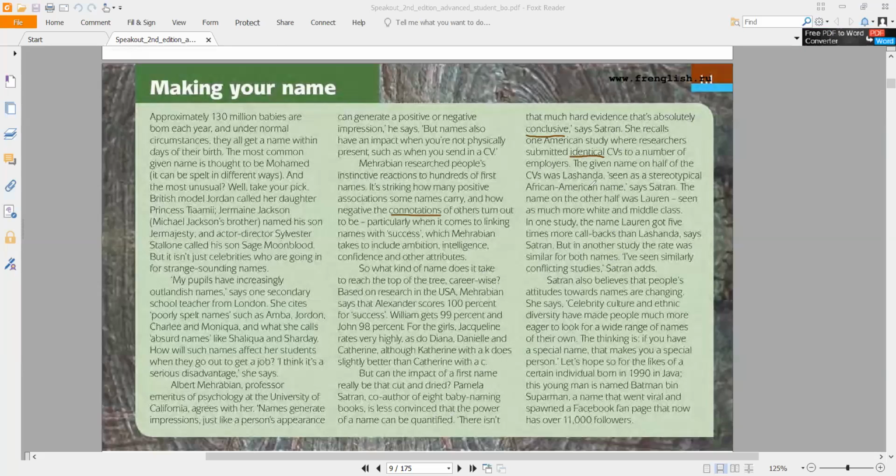Thank you. Employees. Stereotypical, from stereotype. When you make a stereotype, you're having an idea about a specific group of people, which is bad. African American name, white, middle class. All right, I believe here rate was similarly.